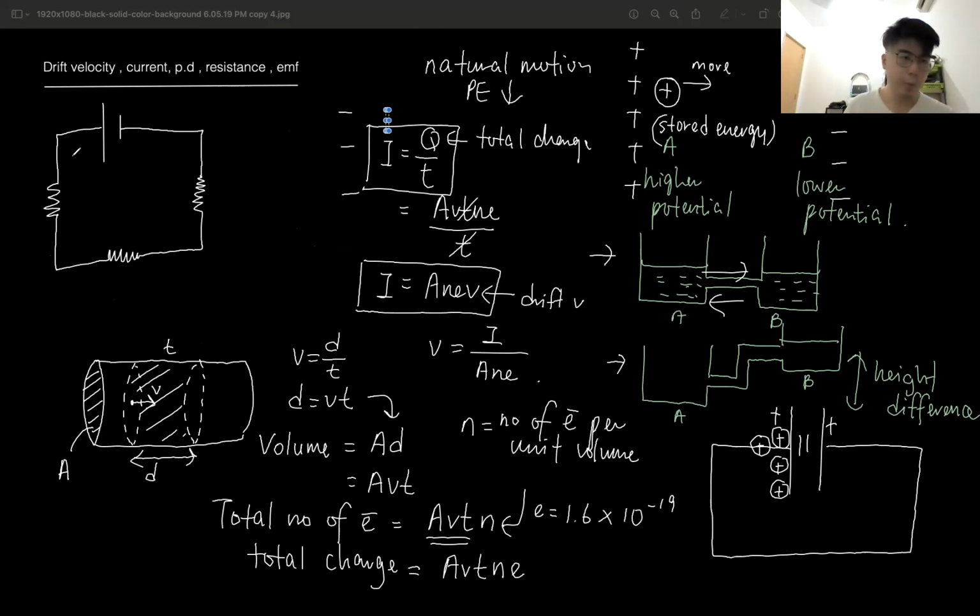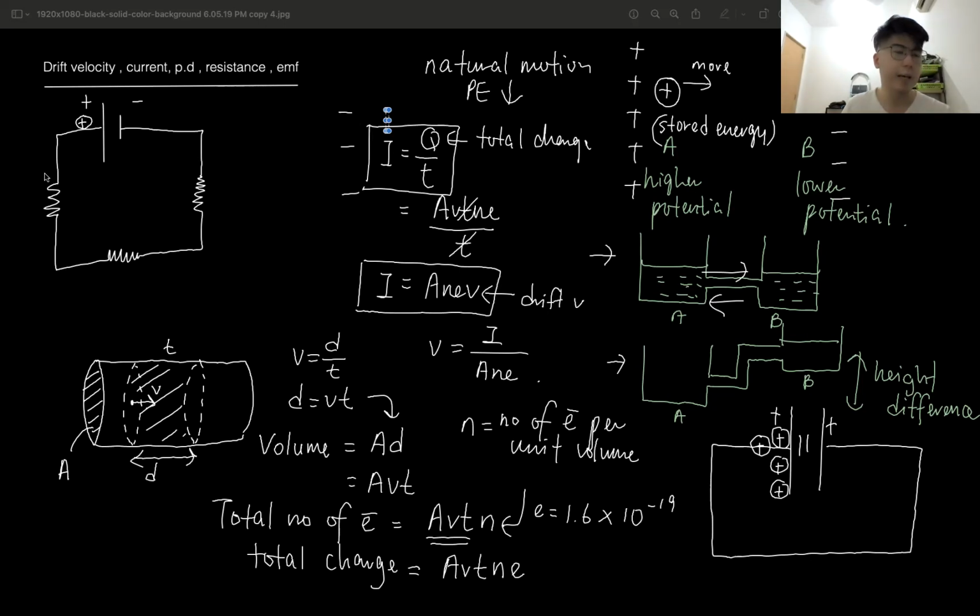Okay, so we have a circuit here connected with resistors. Location of positive has higher potential. So over here has higher potential. As the charge flows from positive to minus, their energy decreases, right? So natural motion, potential energy decreases. Where does the potential energy go? Potential energy is being converted to other forms of energy.